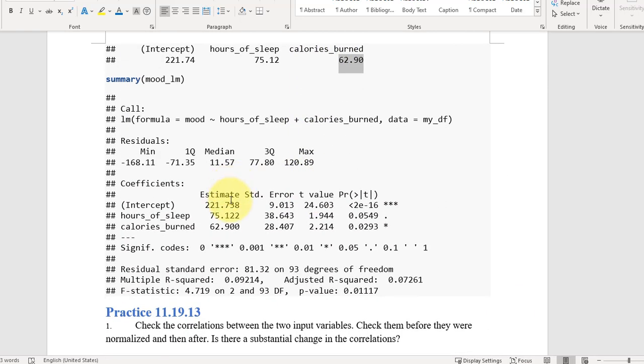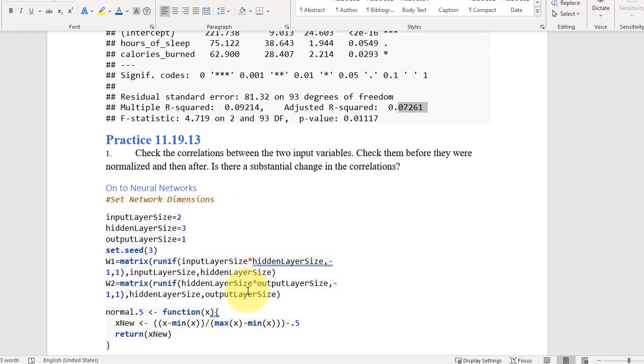So anyway, we get some data that we could learn how to read about the regression, and we get a measure of the error here. This is another measure of the error. Both of these are commonly used error measures. Anyway, so now we go back and we're going to do our neural network.